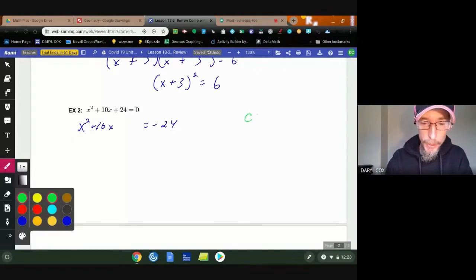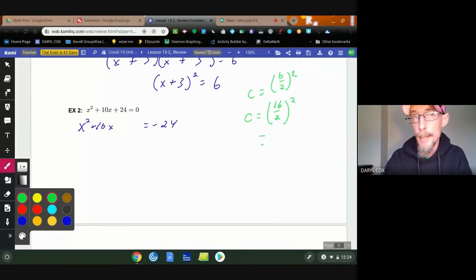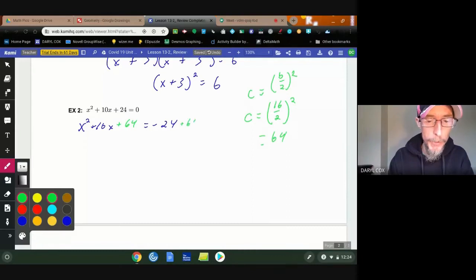So my c term will equal my b term, which is 10, divided by 2 squared. Okay, so my formula, remember, that is b over 2 squared. That's how we get that c term. 10 over 2 is 5. 5 squared is 25. So I'm going to add 25 to both sides. Don't forget to add it to both sides, okay?